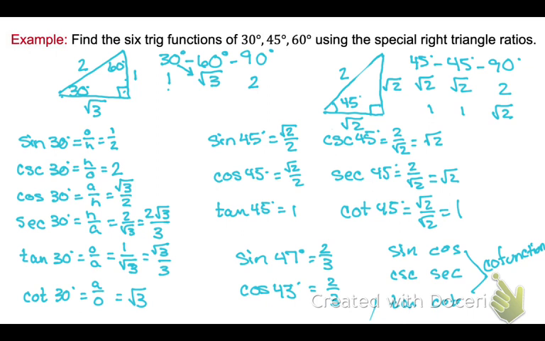And you can really see it with 30 and 60 because you're just taking your triangle and switching sides, right? It's harder to see with something like 47 and 43. And I can guarantee you the sine of 47 is not 2/3, but I just made that up, okay? I swear it's not. Okay, we good?